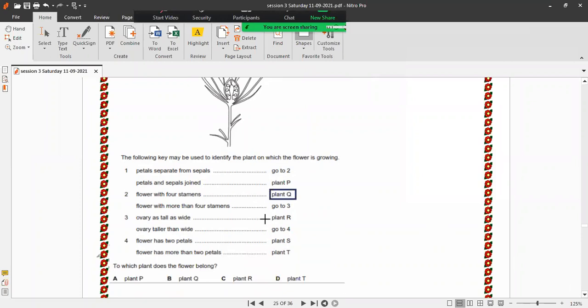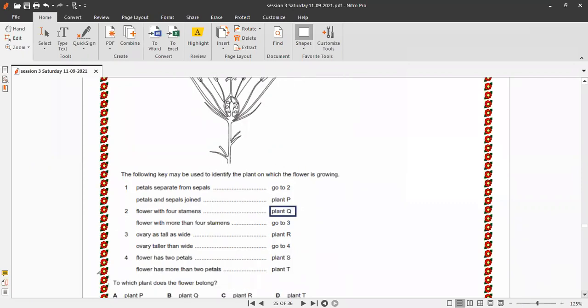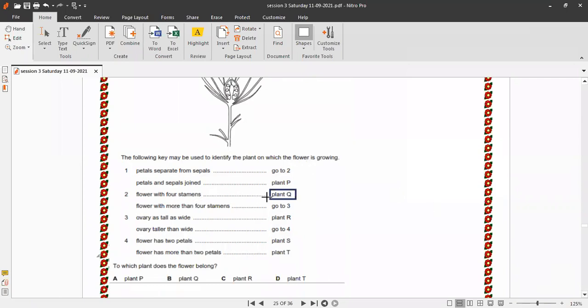Okay. Where is the correct answer? A or B or C or D? It is not B because petals and sepals are separate. Okay, here is the sepals and this colored one is the petals. Flower with 4 stamens: 1, 2, 3, 4. So plant Q. Let's see here. Ovary as tall as white? No. Ovary taller than white? No, taller. Okay, flower has 2 petals? No. So it is flower with 4 stamens, so it's plant Q.